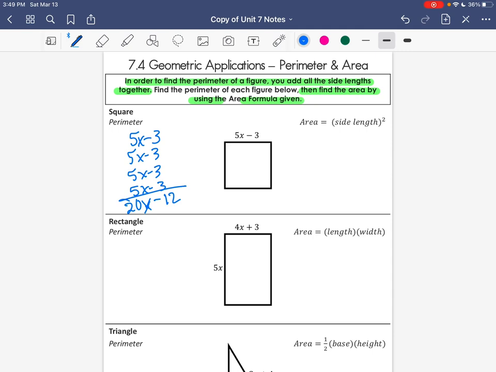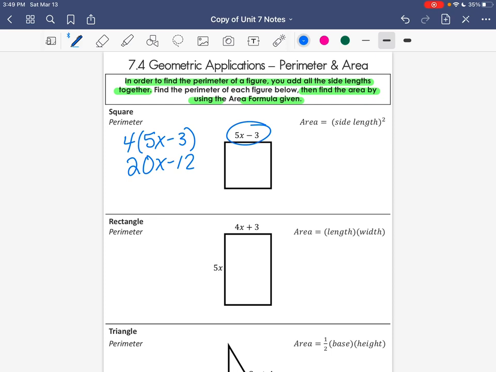But something else that you can do is think about how many sides you have that are this length. You have 4. So you can do 4 times that side length, and you will get 20x minus 12, which is so much faster than adding all of them up. So the perimeter of a square is 4 times the side. You should write that down. You will need it.